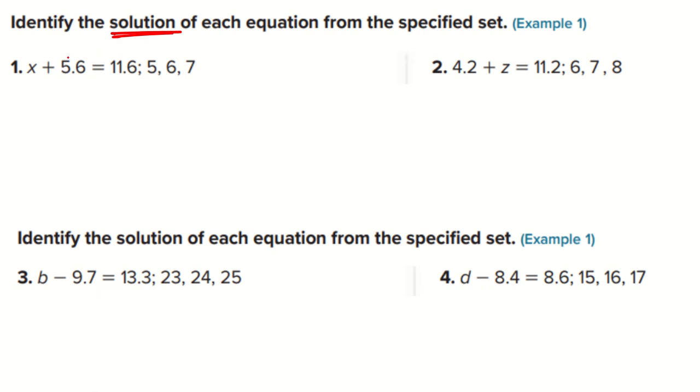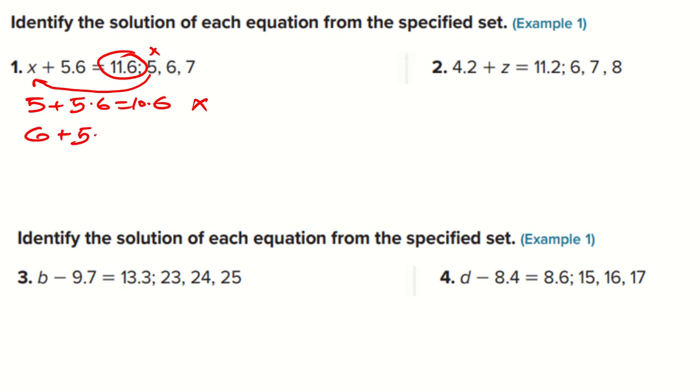Now, identify the solution. Solution means the value of the variable which satisfies the equation. Satisfy means for which the left hand side will be equal to the right hand side. Now you see, if I put 5 in place of x, it will become 5 plus 5.6, which means 10.6. But here we have 11.6. So this is not the answer. If I take 6, then 6 plus 5.6 means 11.6. So it is the same. So 6 is the answer.